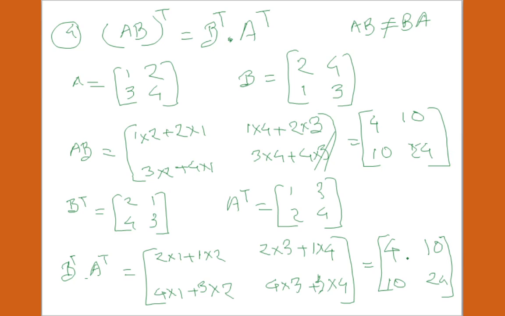So this is the fourth property of transpose of a matrix. In case of multiplication, always remember the second term comes first: B transpose into A transpose, not A transpose into B transpose. So there are four properties of transpose of a matrix.